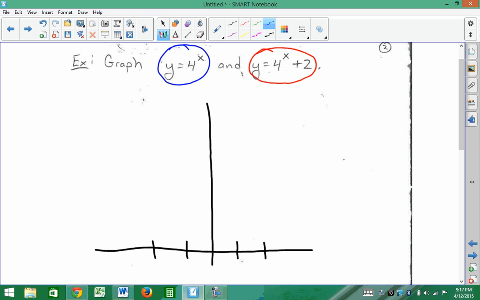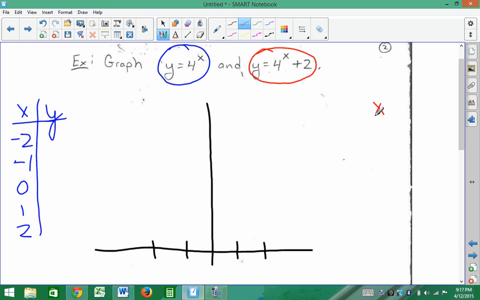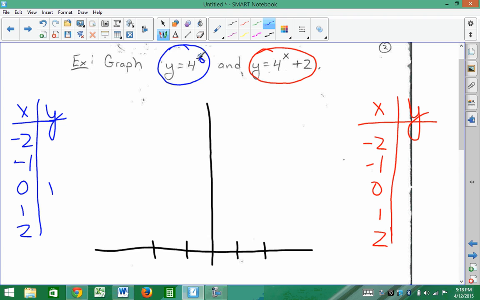Okay, so for the blue graph, make a little table here, x and y. So again, -2, -1, 0, 1, and 2. And for the red graph, make a little table also, x and y, same thing, -2, -1, 0, 1, and 2. All right, so we'll start with the blue graph. If we plug in 0 again, every time you put 0 in for that exponent, anything to the 0 becomes 1.